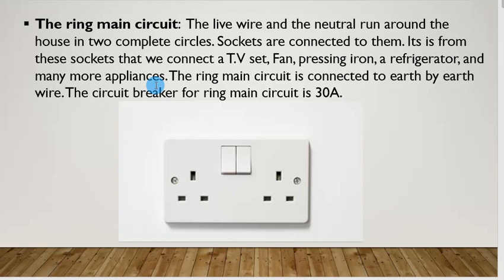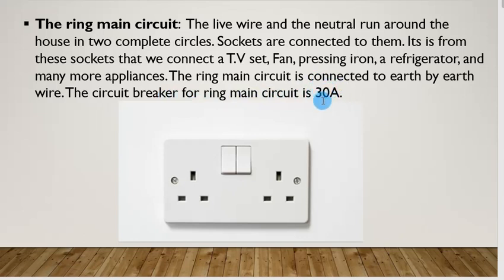The ring main circuit is connected to earth by the earth wire. We shall talk about the function of the earth wire very soon, why it's important that we should have an earth wire. The circuit breaker for the ring main circuit, like I said earlier, is 30 amps. Although in some houses in Zambia you find that even a 15 amps is used here.